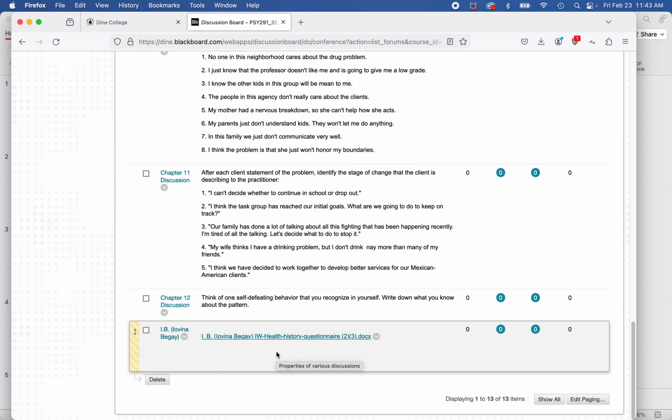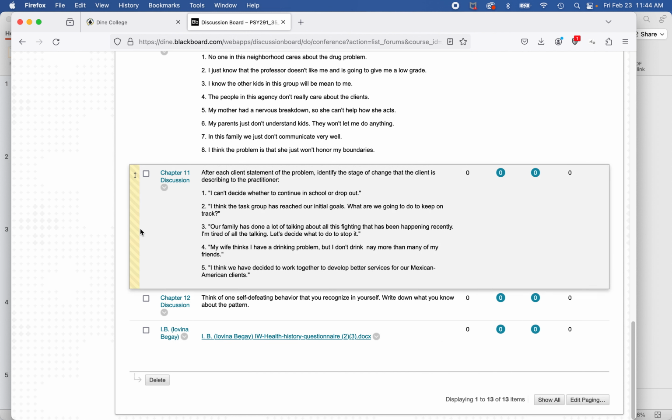Okay, one thing that Ms. Begay didn't do is you need to create a fictional name. I've given her initials, but you need to give your character a fictional name, if you would, please. Okay, so you need to get those in.